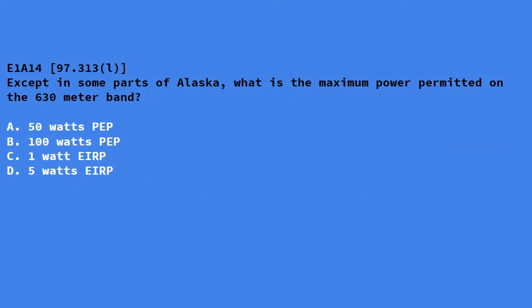E1A14, except in some parts of Alaska, what is the maximum power permitted on the 630-meter band? Answer is 5 watts EIRP.